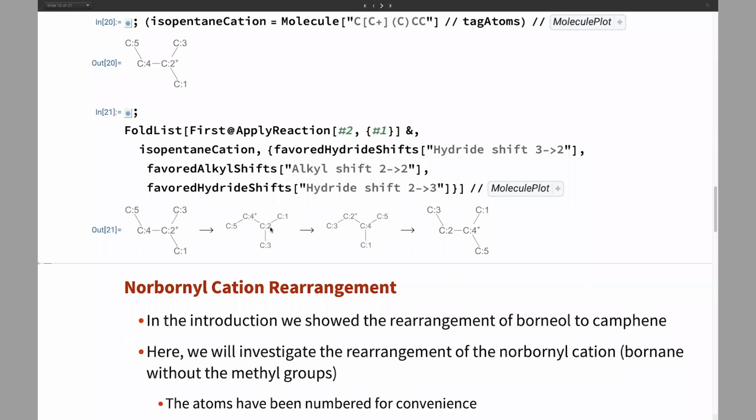4 gets the charge. 2 now has a hydrogen on it in addition to the 2 carbons. We do an alkyl shift where carbon 1 is now moving over to carbon 4. Carbon 1 is now on carbon 4, although it looks like it hasn't moved. And then we do another hydride shift that shifts the hydrogen that's not shown here on 4 onto carbon 2, and the charge ends up there.